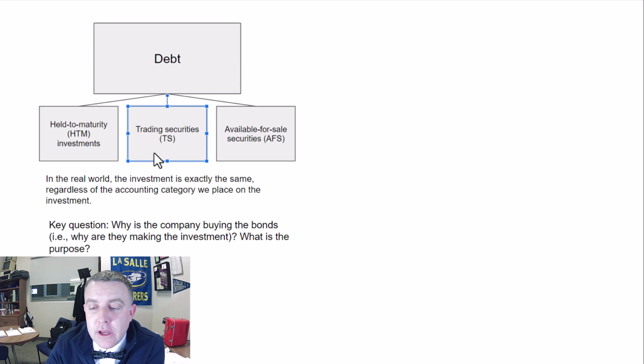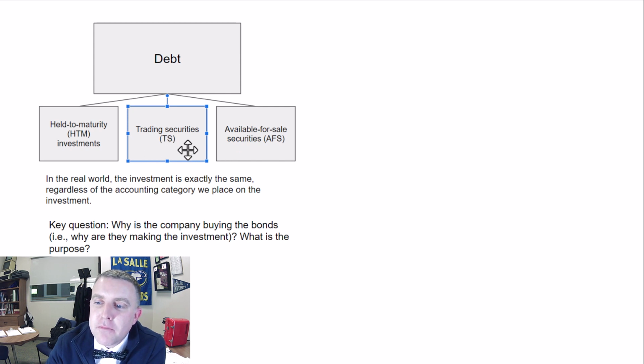Trading securities, on the other hand, will be investments that are made for a short-term purpose only. So the investor is trying to make a profit from changes in the market price of the investment. Okay, so companies can have different objectives. They could have a different purpose for making a debt investment. And one of those purposes would be to just hold the investment until it matures and collect the coupon payments, collect the returns over time. Or the company might be interested in flipping it, buying the investment, holding it short term, hoping the market price goes up, and then selling it right away.